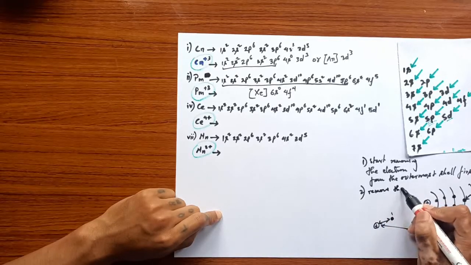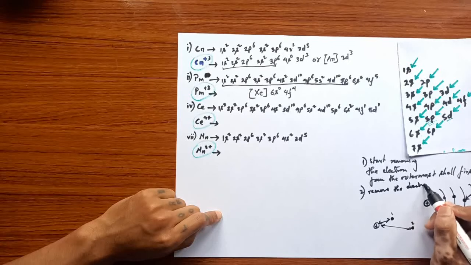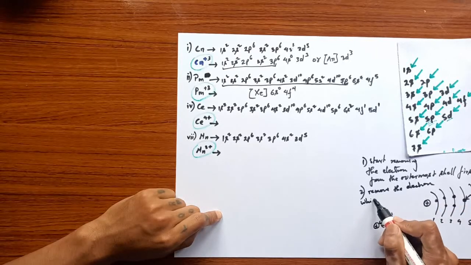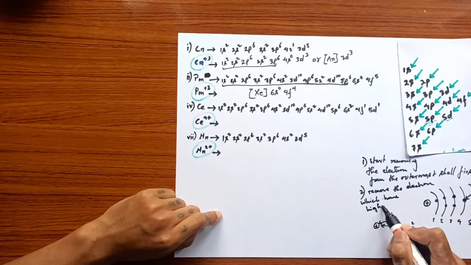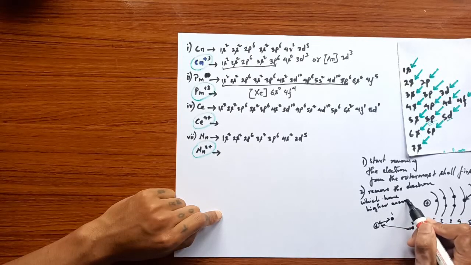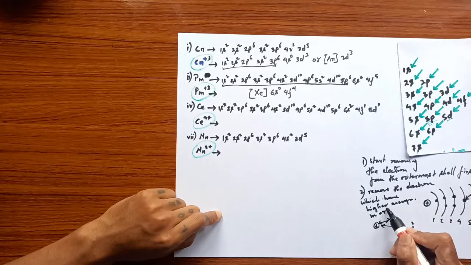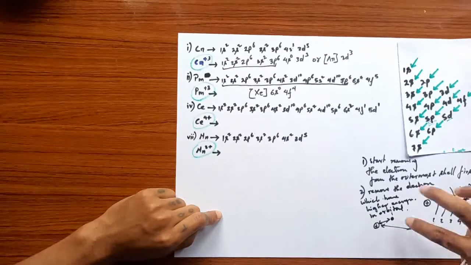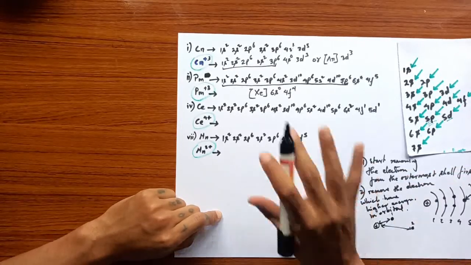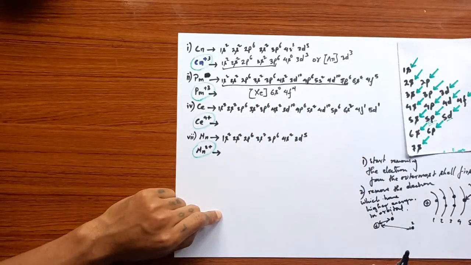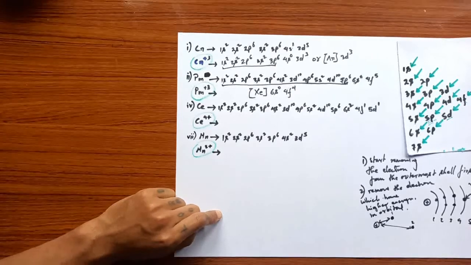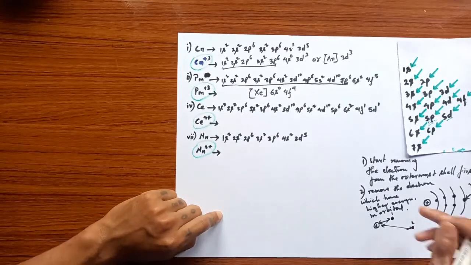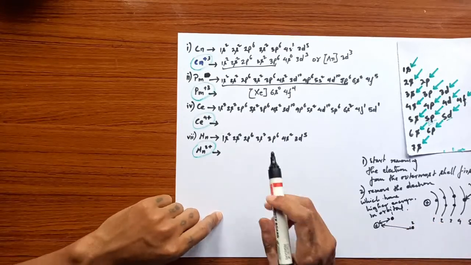So remove the electrons which have higher energy. These are the two steps you want to remember when dealing with all of this electronic configuration. Once you have mastered these two, you'll be able to do all of the electronic configuration in the periodic table. So no doubt here.